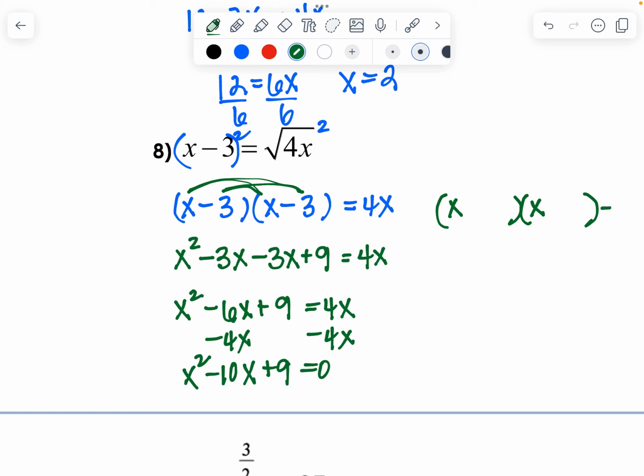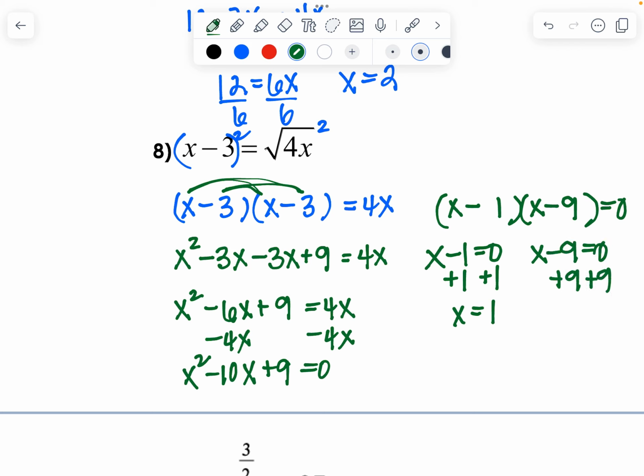We know our first terms have to be x in order to multiply to get to x squared. And then our last terms are going to be 1 and 9 in order to multiply to 9. So that they add to negative 10, they'll both be negative. Okay, now we set those equal to 0 in order to solve. So x is 1. And x is 9.